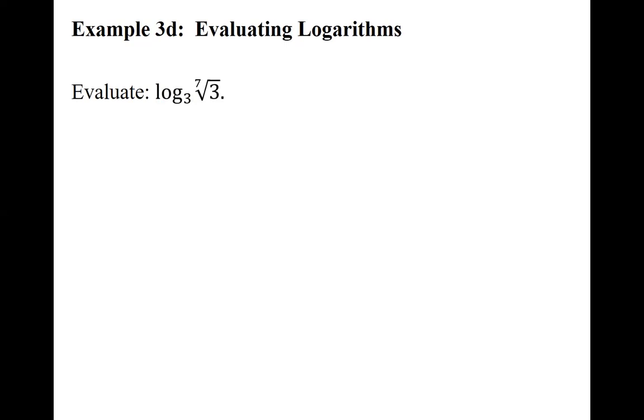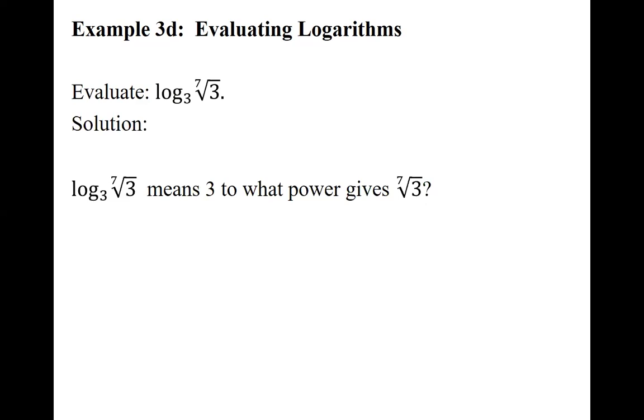Log base 3 of the 7th root of 3. Ooh. Well, we know that that means 3 to what power is the 7th root of 3? It might be helpful to think of the 7th root of 3 as the 1/7 power. So 3 to what power is 3 to the 1/7 power? Well, that's just going to be 1/7. 3 to the 1/7 power is 3 to the 1/7 power.